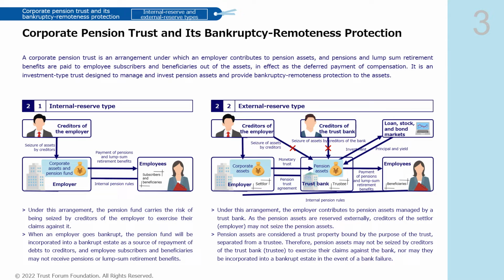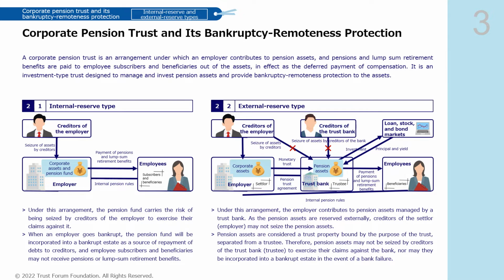In an external reserve scheme, an employer enters into a pension trust agreement with a trust bank, under which the former serves as a settlor and the latter as a trustee. The employer pays its contributions into a third-party beneficial trust that pools pension funds and is managed by the bank, with employee recipients of pensions and lump sum retirement benefits designated as beneficiaries of the trust. The trust bank manages, invests, and disposes of the pension assets on behalf of the beneficiaries.